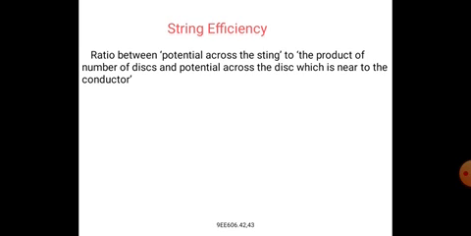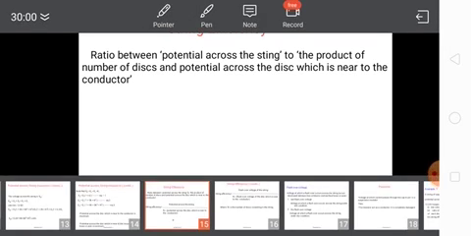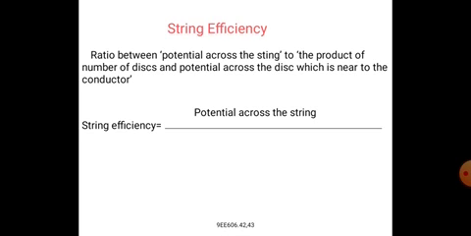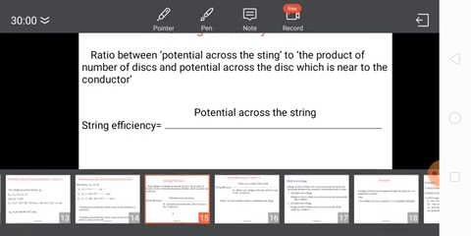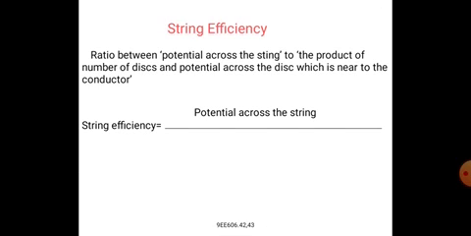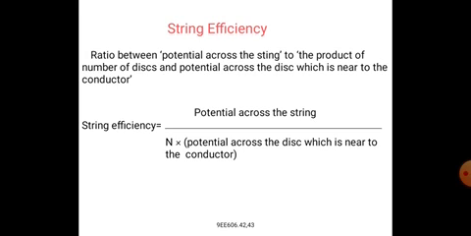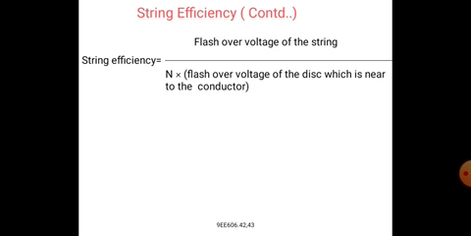So the ratio between the potential across the string to the product of the number of discs and the potential across the disc which is near to the conductor is the formula. String efficiency is equal to the potential across the string divided by N times the potential across the disc near to the conductor. The potential across the string is the phase voltage E phase, divided by N times the potential across the disc near to the conductor, or the flashover voltage of the string.